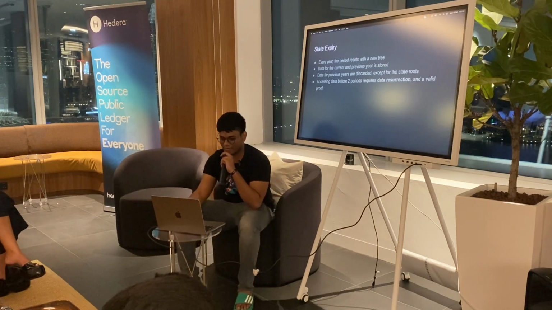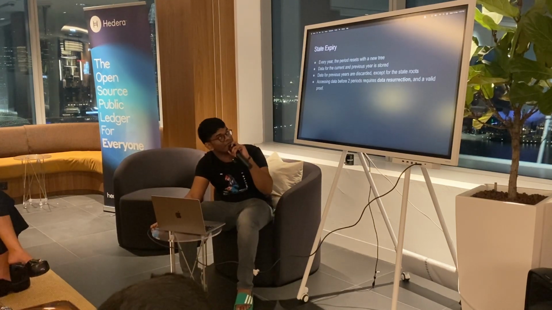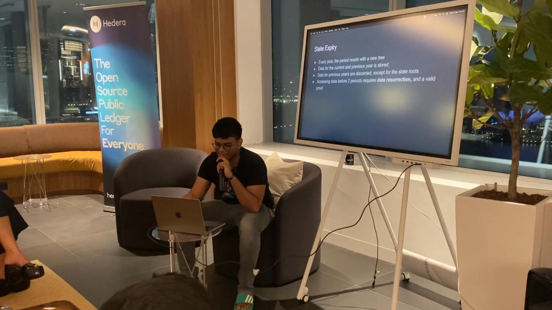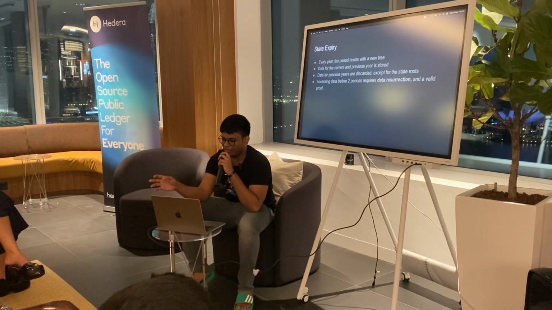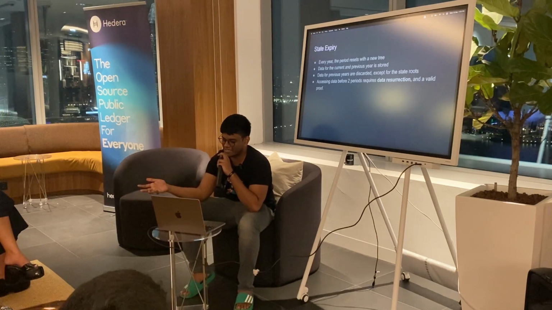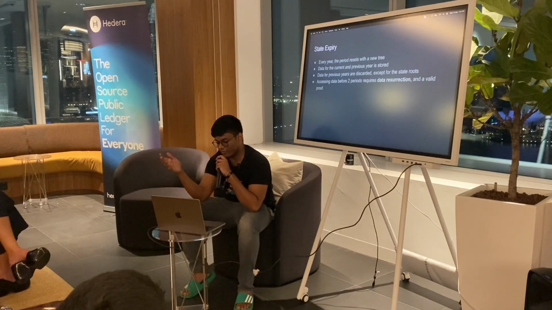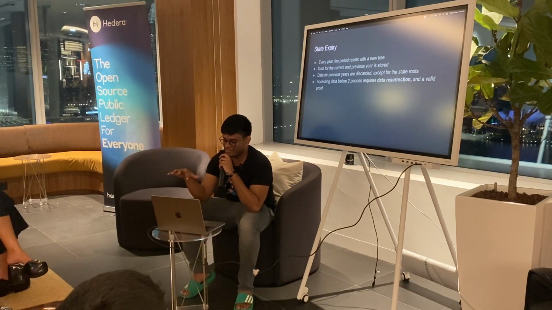So this is the problem for state, and this is a new feature we call state expiry. Every year, the period resets with a new tree. The data for the current and the previous year is stored, and the data for the previous years is discarded except for the state roots. And if you want to access data from before 2 periods, we need something called data resurrection, and we need a valid proof for that as well.